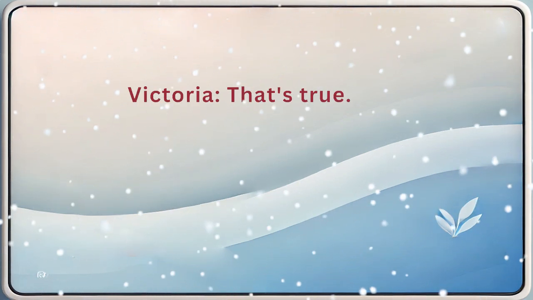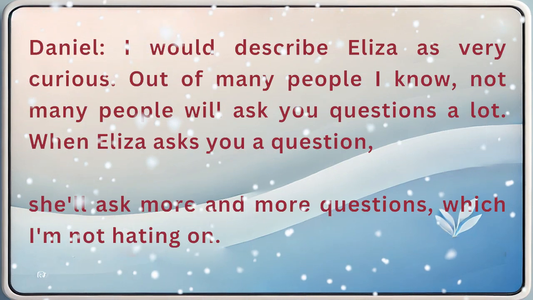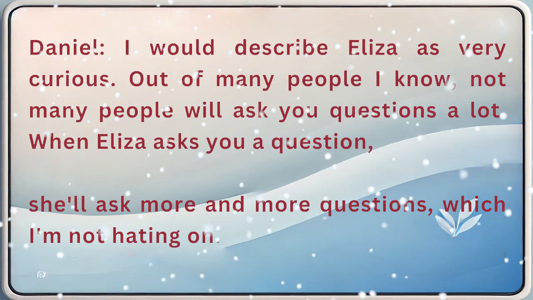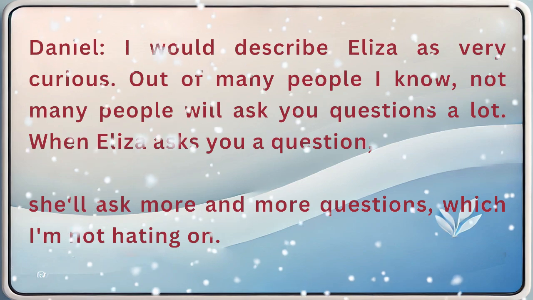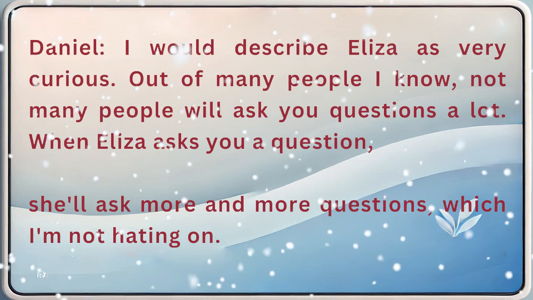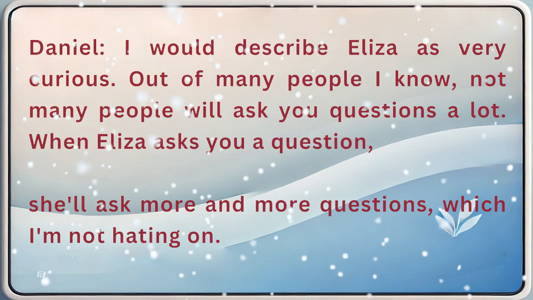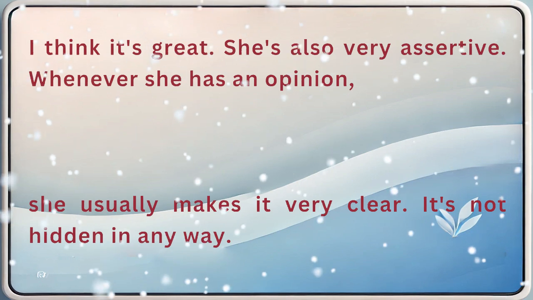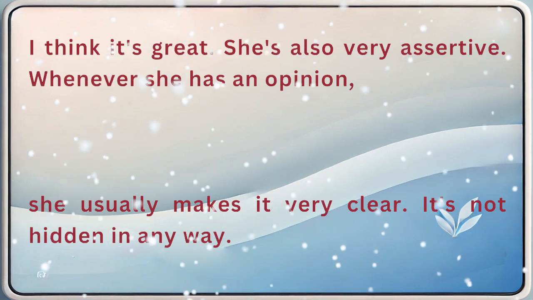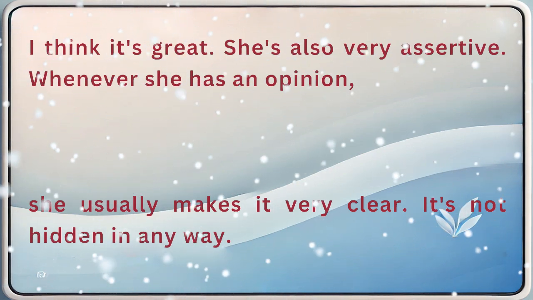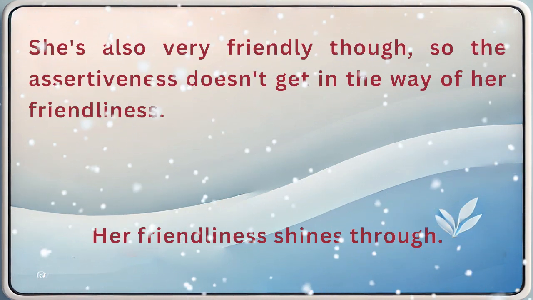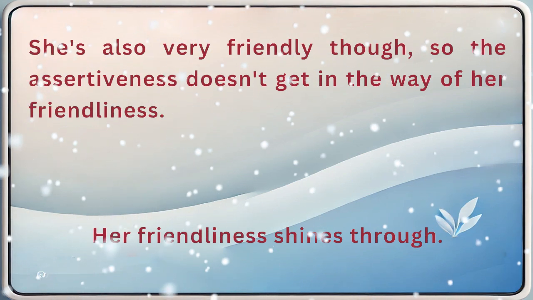Victoria: That's true. Daniel: I would describe Eliza as very curious. Out of many people I know, not many will ask you questions a lot. When Eliza asks you a question, she'll ask more and more questions, which I'm not hating on. I think it's great. She's also very assertive. Whenever she has an opinion, she usually makes it very clear. It's not hidden in any way. She's also very friendly, though, so the assertiveness doesn't get in the way of her friendliness. Her friendliness shines through.